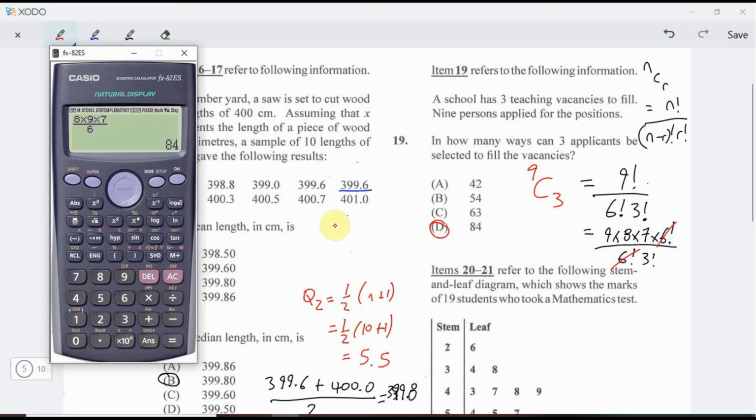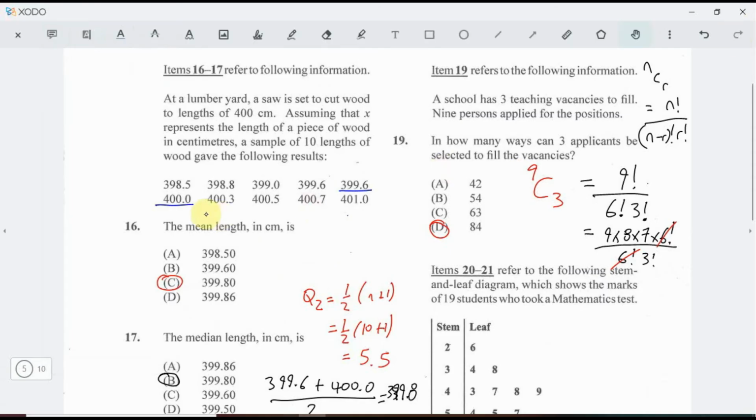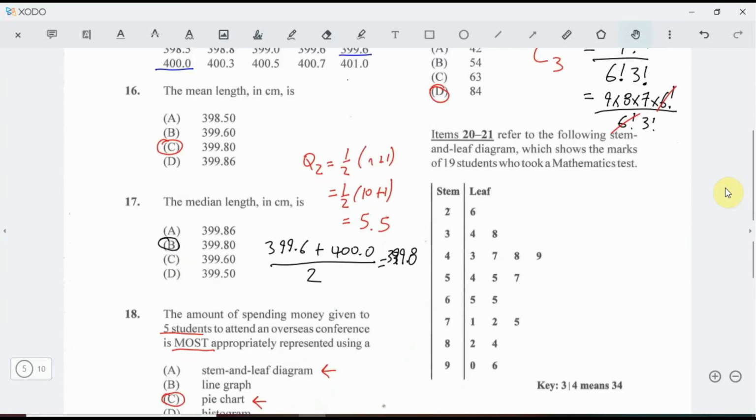So it depends. If you like to do it the long way, I have no issue with that. I am just like that as well. I don't like a shortcut, so just work it out the long way.